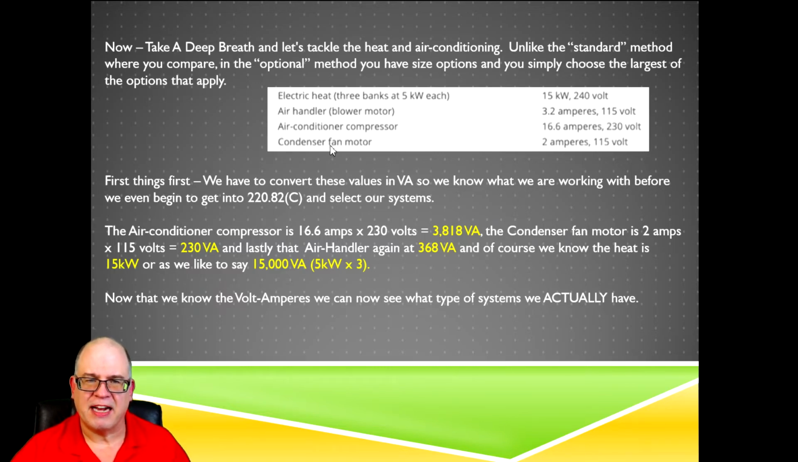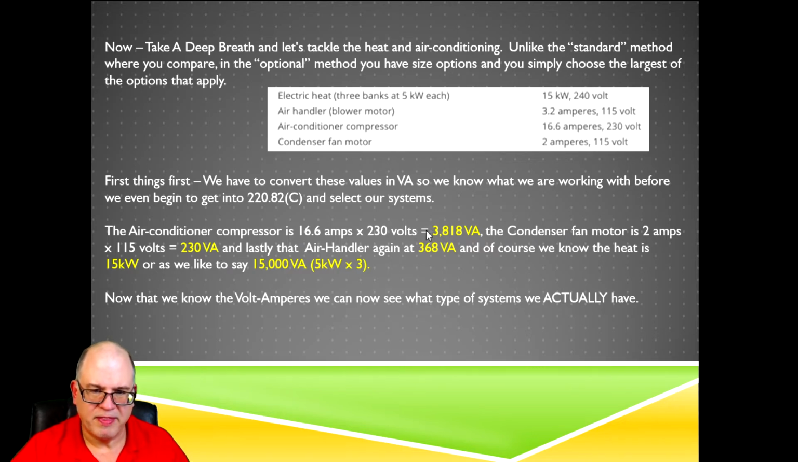So first things first, let's knock these motors and this air conditioning compressor out and get all this out of the way. So 3.2 amperes times 115 volts is going to give us 368 VA. I didn't put that here, but that's what it comes out to be. The 16.6 amperes times 230 volts, which I have done, is right here. It gives me 3,818 VA. So that's what the air compressor is. And then, of course, you've got the condensing fan motor, and that is 2 amperes at 115 volts. Again, it's pretty simple. 2 times 115 volts, that's 230 VA.